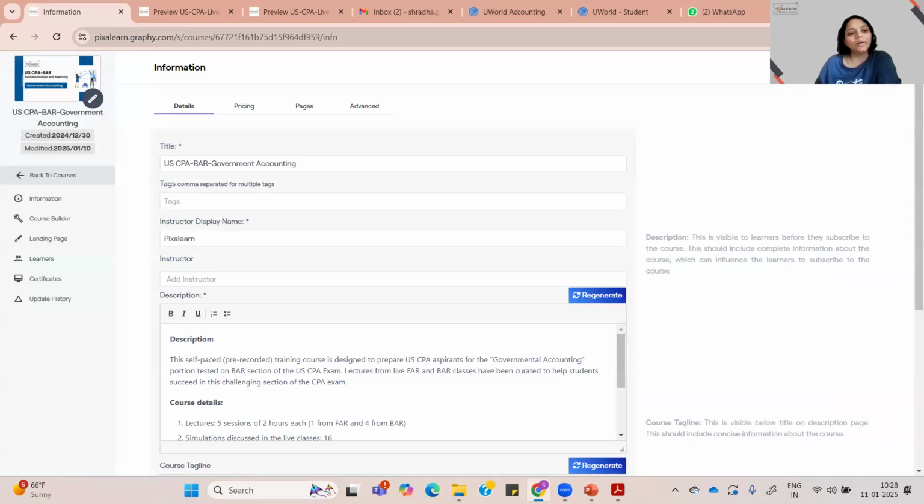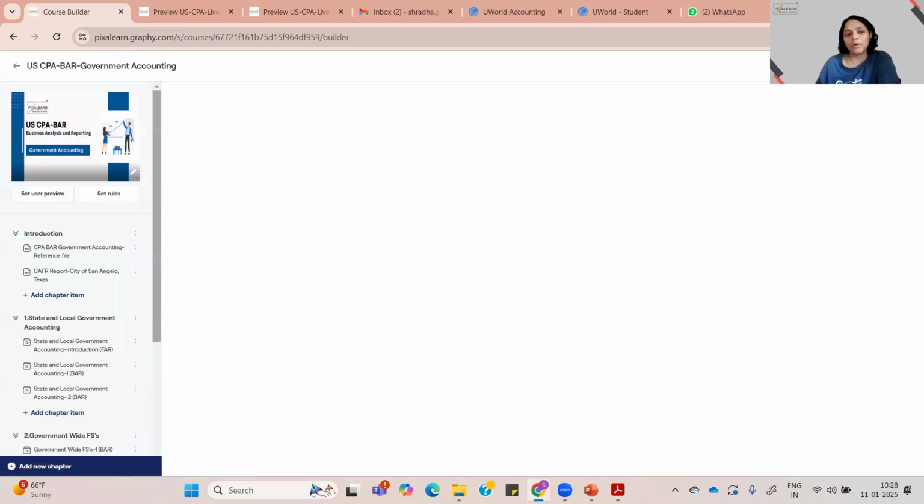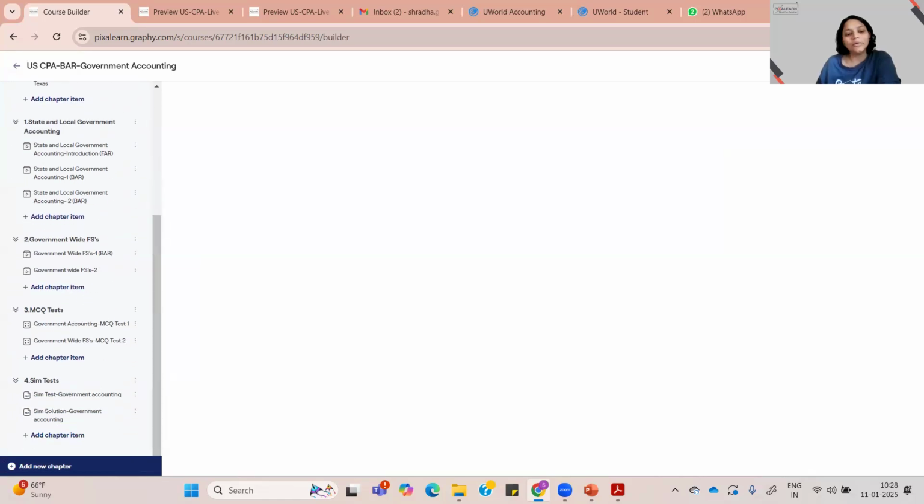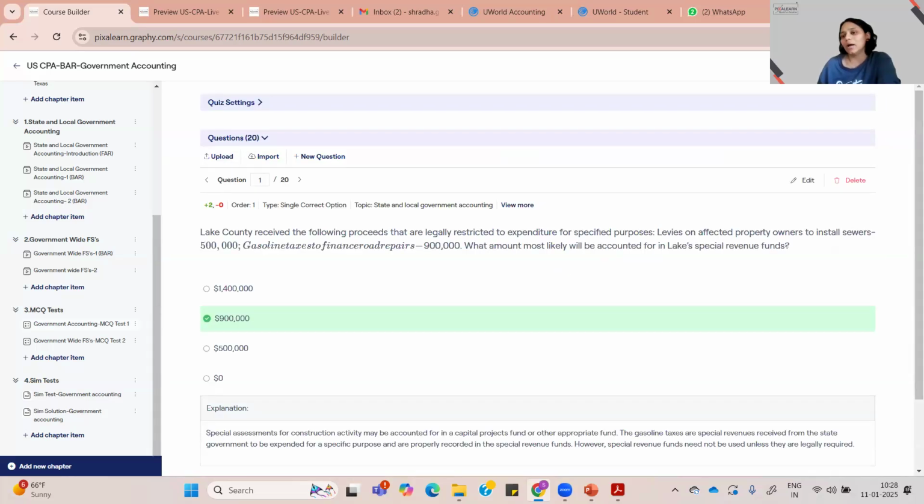So see here, this is my interface. You are not going to see this interface. But do you see this SIM test? I don't have an exam-like interface for it, so the SIM test will be like a normal PDF and you do the questions. The solution will come a week thereafter. But the MCQ test will be like this.